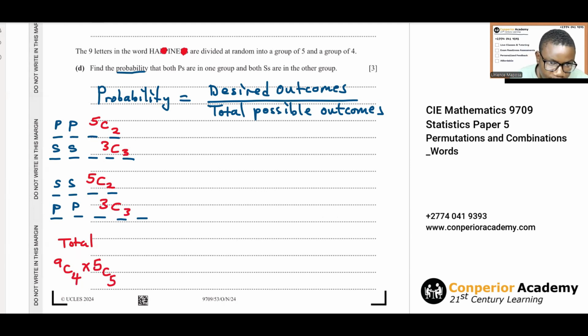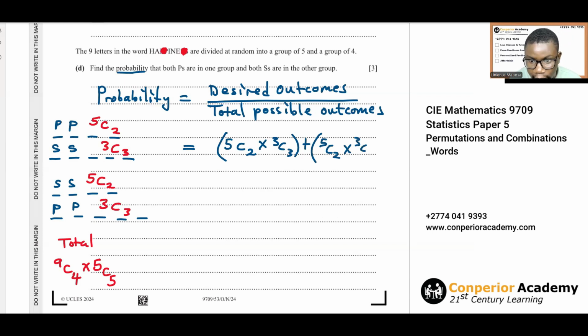Okay, so you just put this information in your formula that you have already written here. So our desired outcomes are 5 choose 2, times 3 choose 3. Close that bracket. And then we'll say plus 5 choose 2 again, times 3 choose 3. Okay, I could have just multiplied by 2 because I'm getting the same thing, isn't it? And then you just divide by your total possible outcomes, which is 9 choose 4, multiplied by 5 choose 5, isn't it? And then you can just plug this in your calculator as you see it.